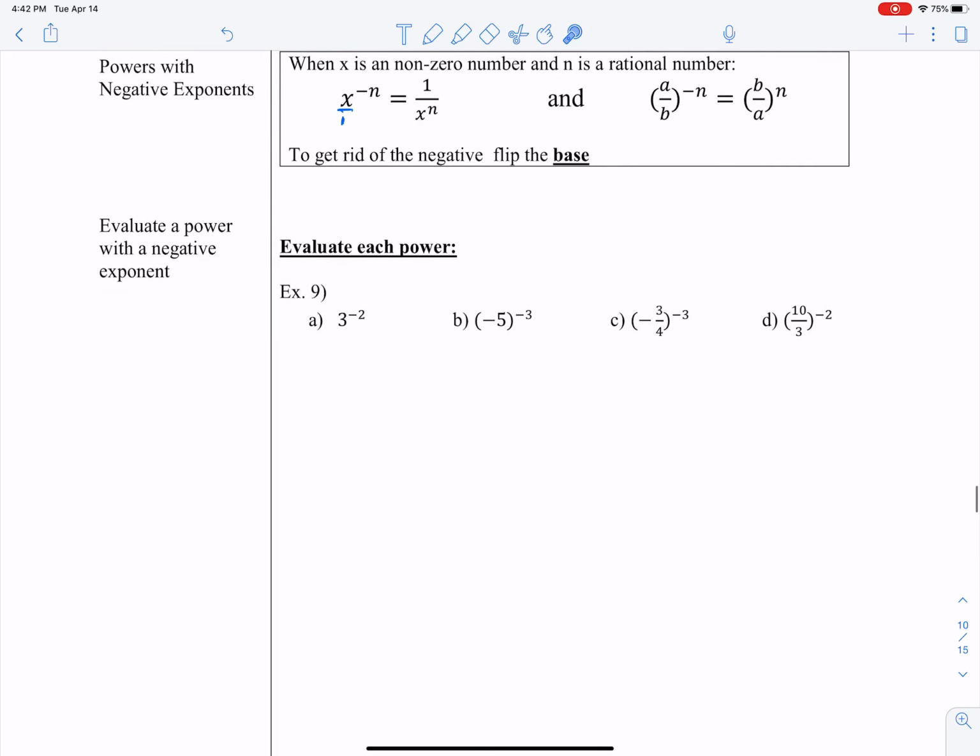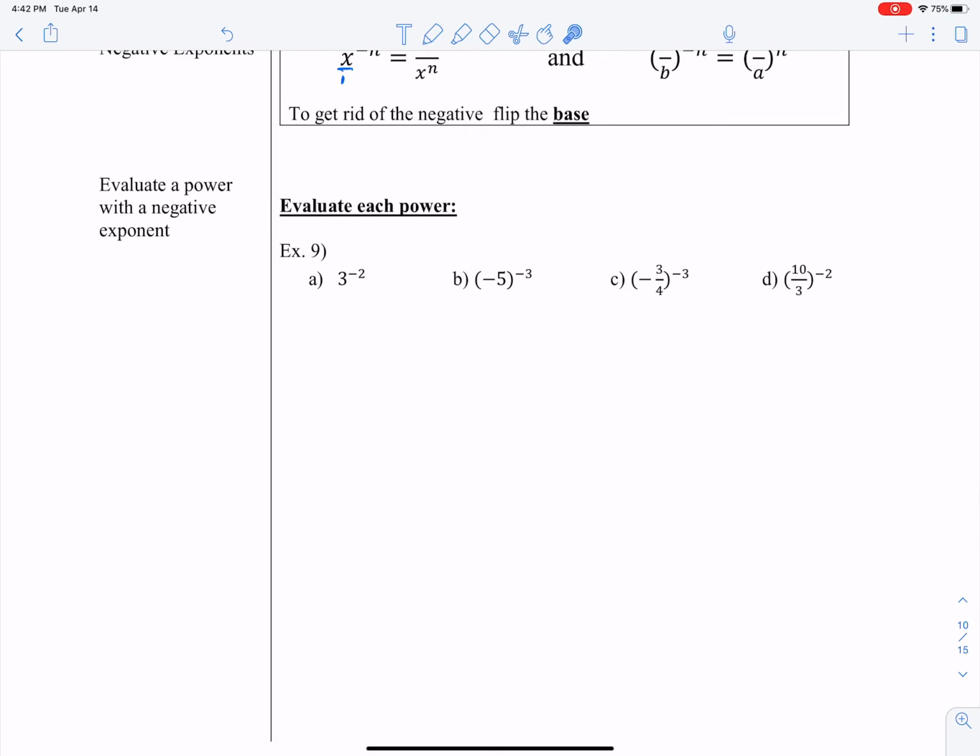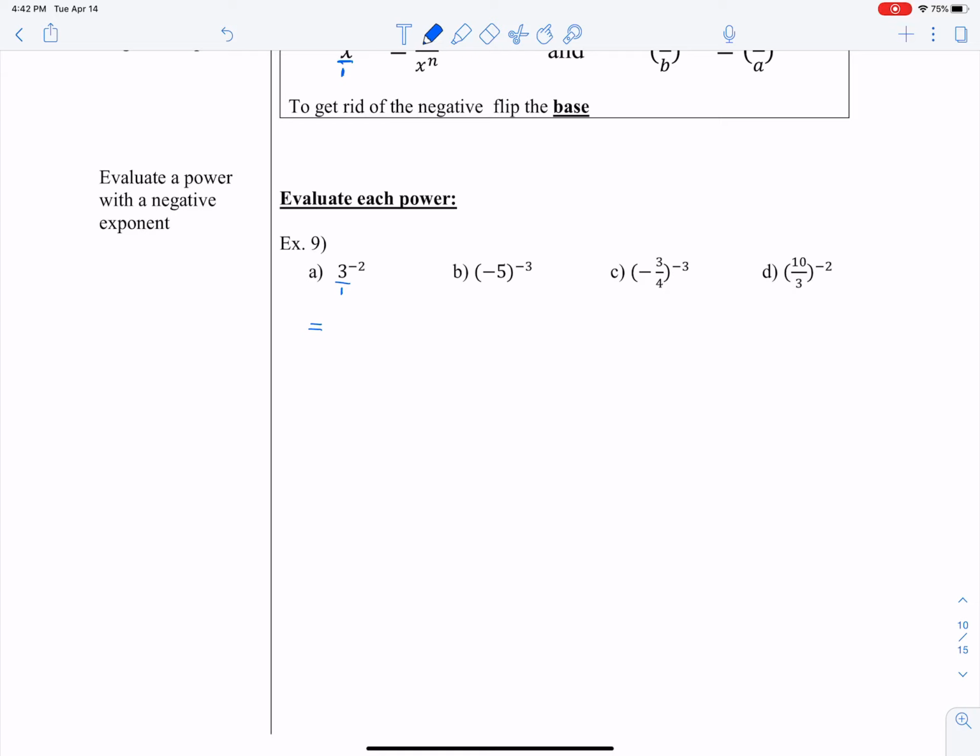So let's look at an example. Here we have 3 to the negative 2. So we know that 3 is a whole number, so it's always over 1. So we're going to flip that fraction to get rid of the negative. So now the 1 moves to the top, and we have 3 to the 2 on the bottom. And the 2 loses its negative sign. We can then further simplify this. You can put 3 to the 2 in your calculator, and you get 1 over 9.